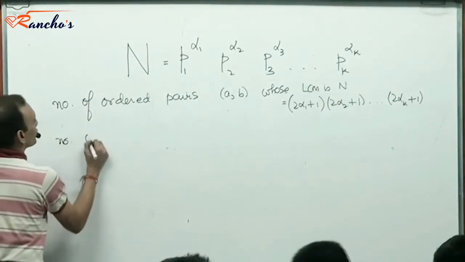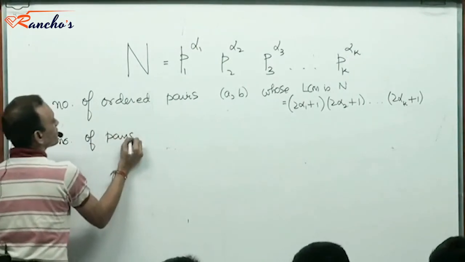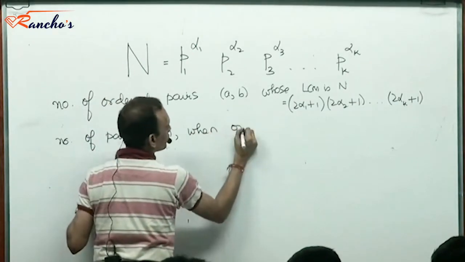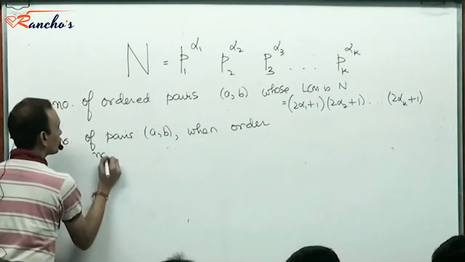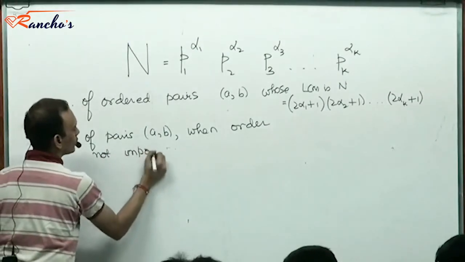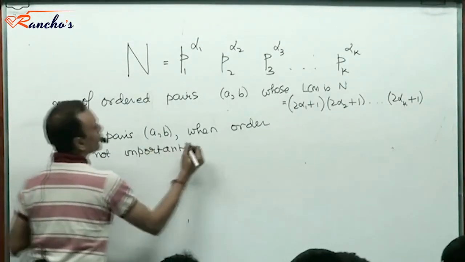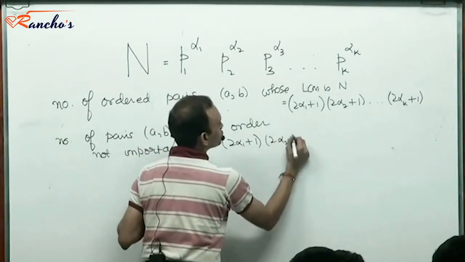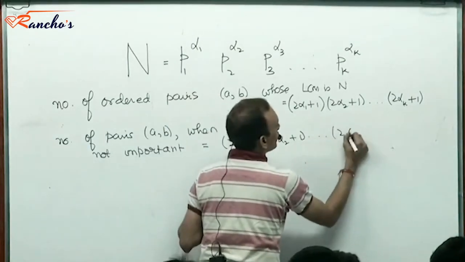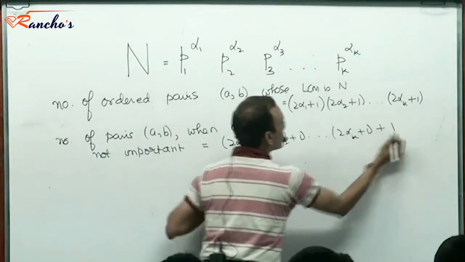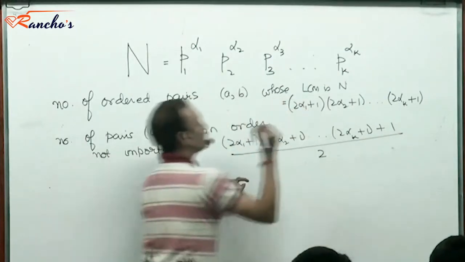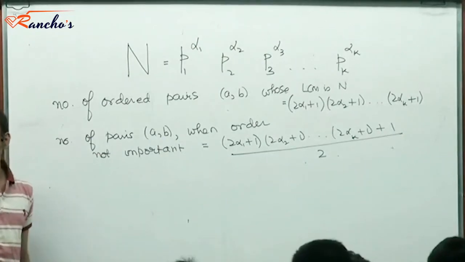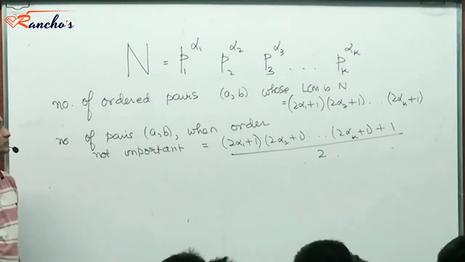Number of pairs AB when order not important is 2 alpha 1 plus 1, 2 alpha 2 plus 1, into 2 alpha k plus 1 by 2. If the order is not important, the count is suppressed by doing this. No?